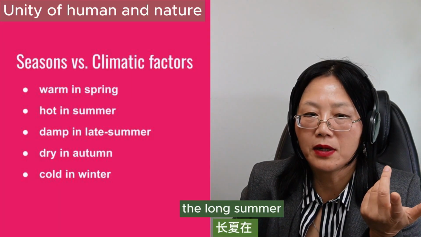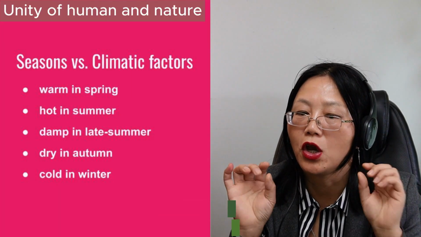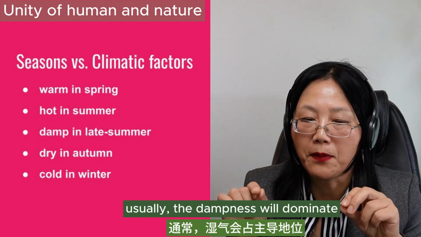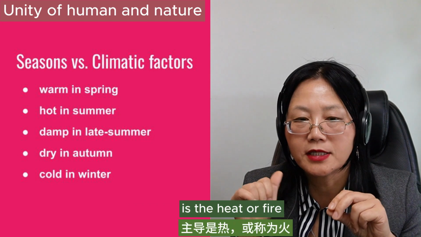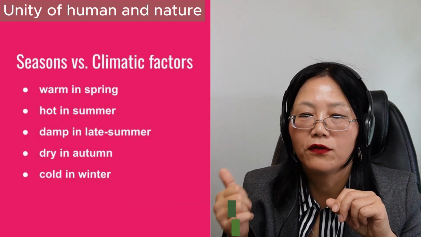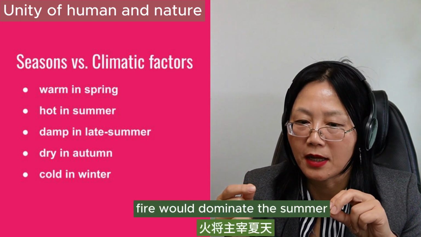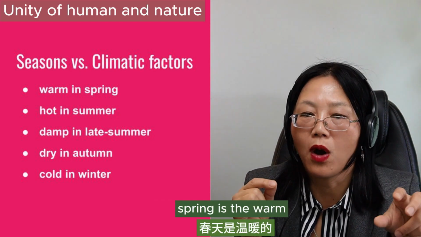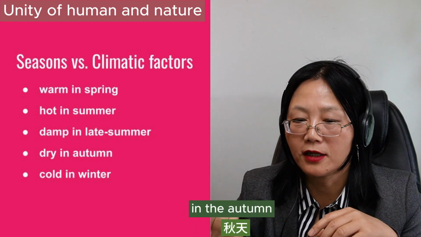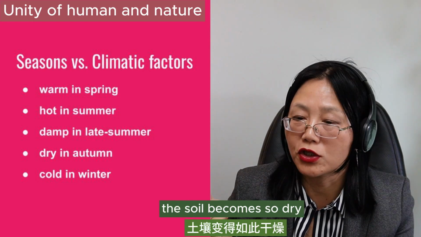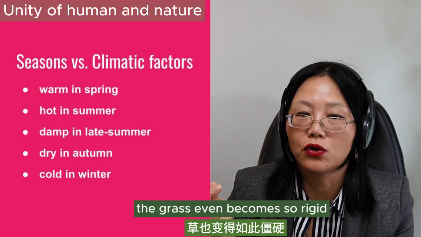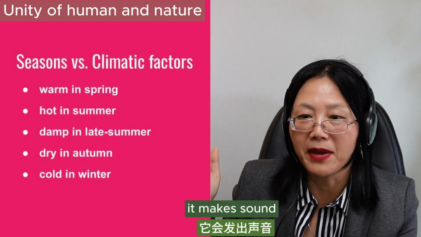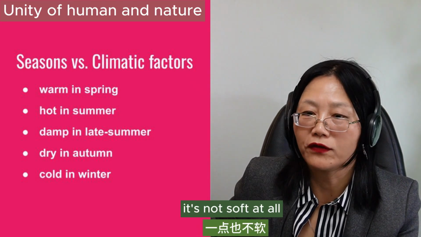In the long summer between the season changes, usually the dampness will dominate. In summer, the heat or fire will dominate. In spring, the warmth will dominate. In autumn, it becomes dry. The soil becomes so dry. The grass even becomes so rigid. You step on it, it makes a sound. It is not soft at all.